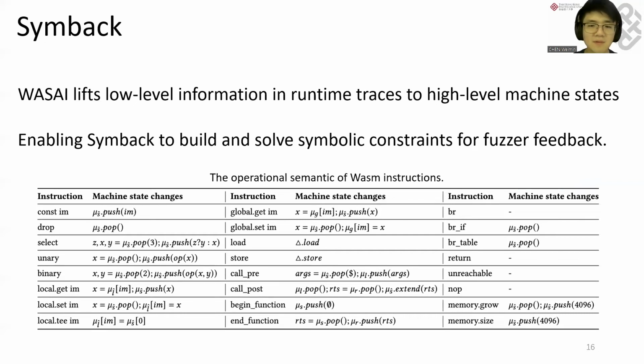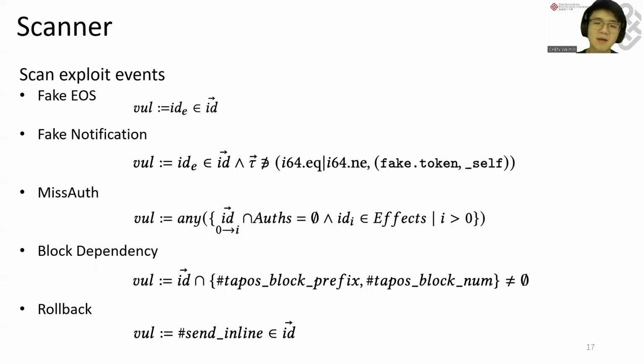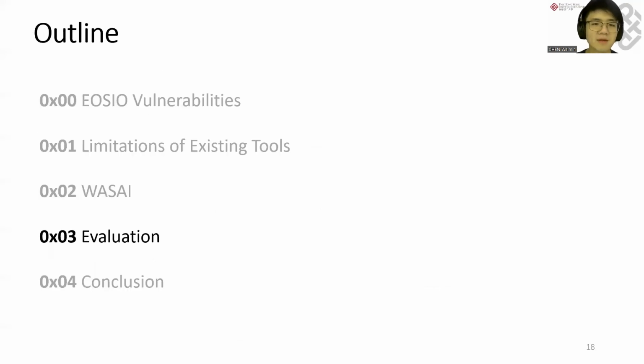This table shows the operational semantics of each Wasm instruction, which guides Sigback to perform symbolic execution. At last, we define 5 oracles to scan the exposed events from the traces and then output a bug report.